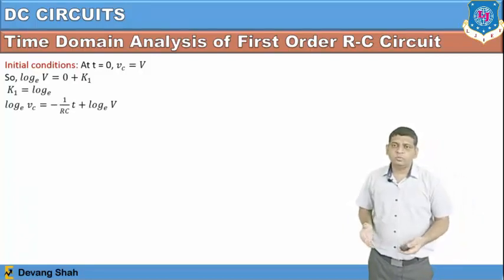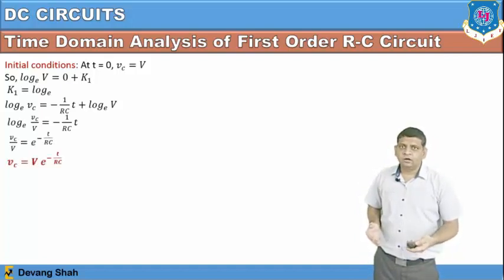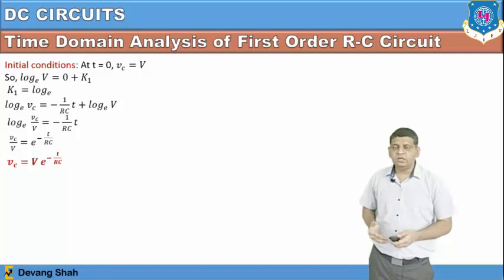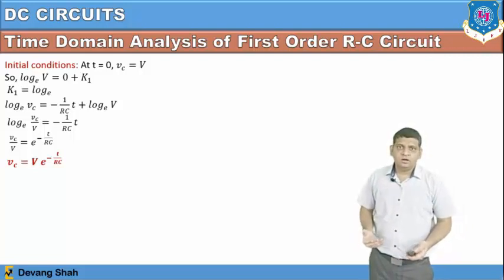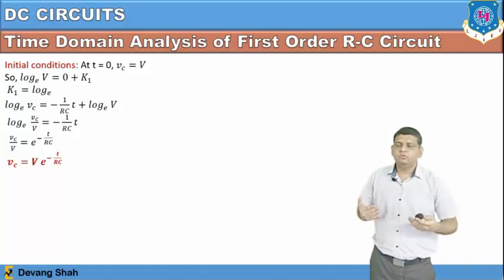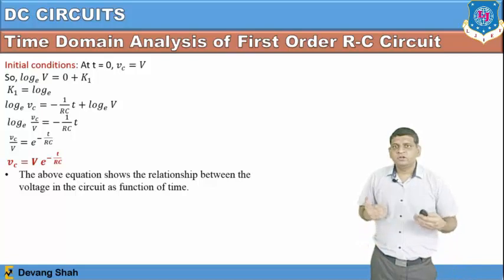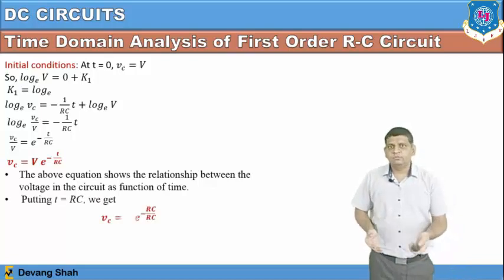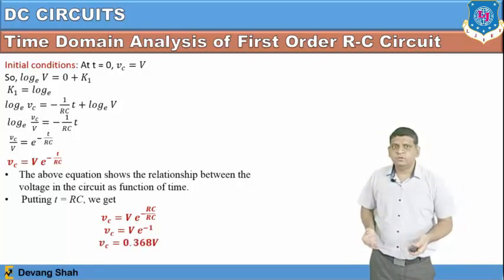So you will find ln Vc = -t/RC + ln V. Now, taking the mathematical terms, Vc/V = e^(-t/RC). And finally the discharging voltage equation is Vc = V e^(-t/RC). This way you can derive the voltage across the capacitor when it is discharging. Now if I take t = RC, the time constant, then Vc = V e^(-RC/RC), and by taking all the values, Vc = 0.368 V.